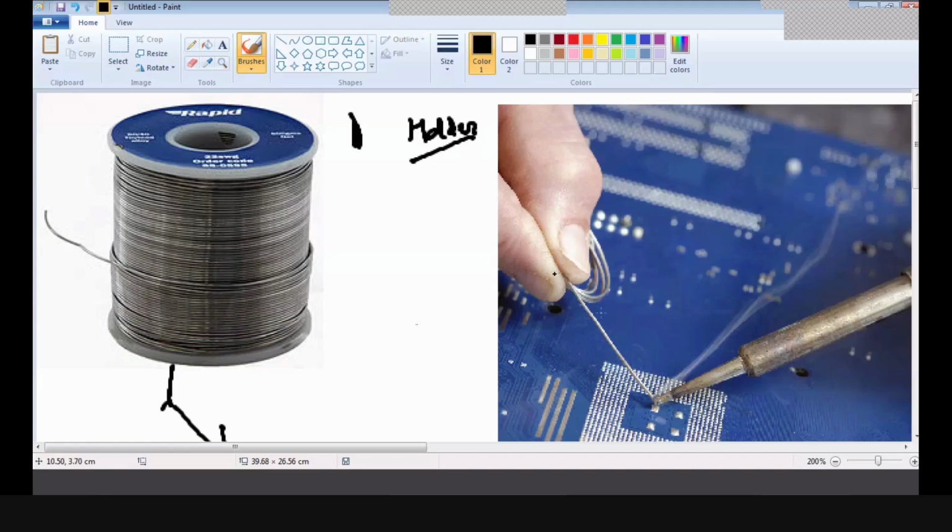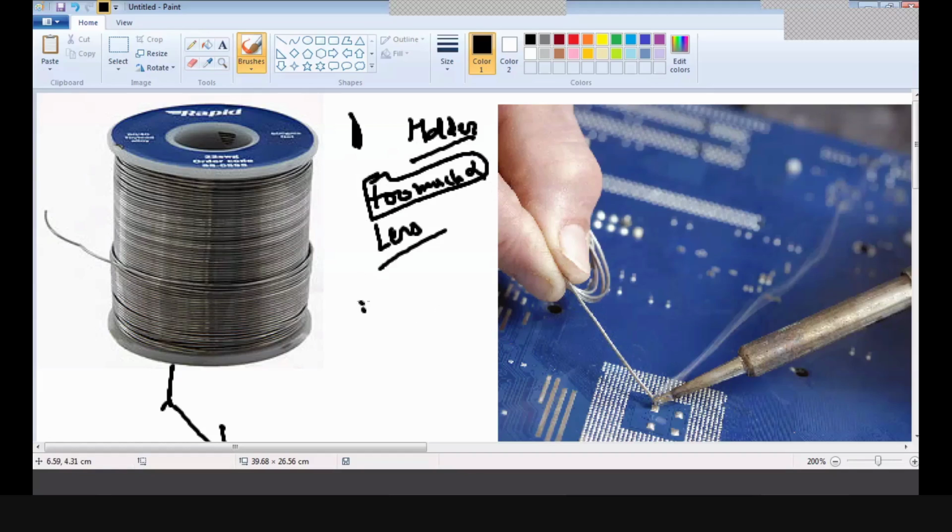Then another thing is that you need to take care of the amount of solder wire that you apply. It cannot be too much and it cannot be too little. It should be in appropriate quantity, because if you apply too much solder, it is a wastage, and also your joints will be very wide and very heavy.